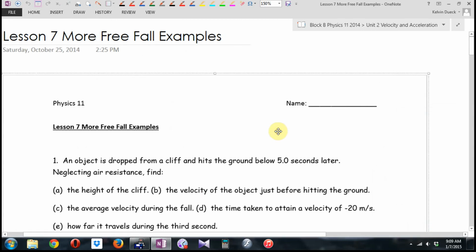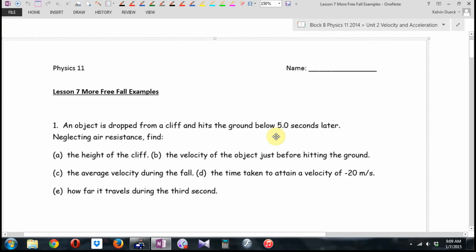Called this lesson 7, more free fall examples. Free fall. Jumping out of an airplane. I mentioned that I jumped out of an airplane. Dropping objects in the air. You're probably going to want your formula sheet handy, if you don't have it handy already. These are questions that you're going to see on your test with different numbers. Stuff that we can handle right now. So lesson 7, some more free fall examples, because free fall is cool.